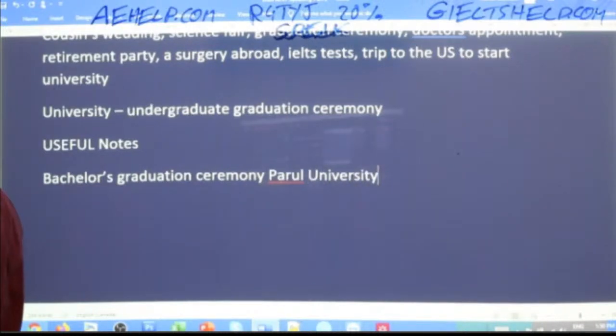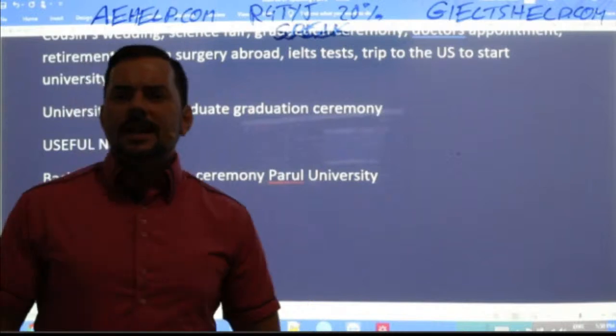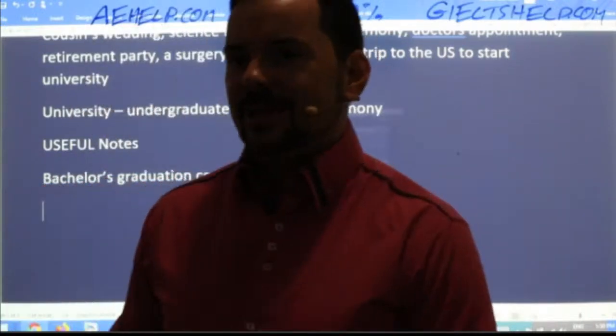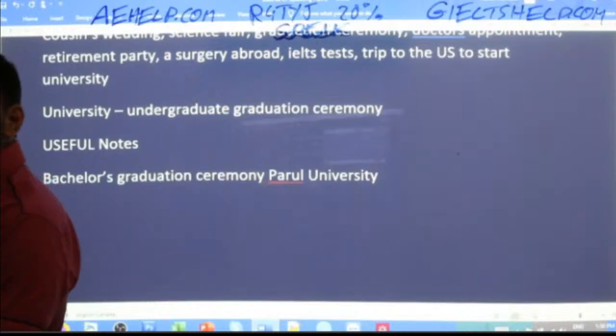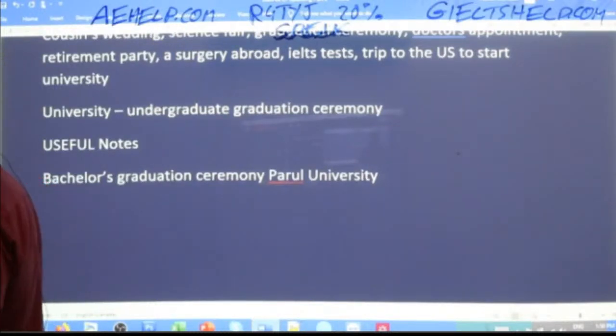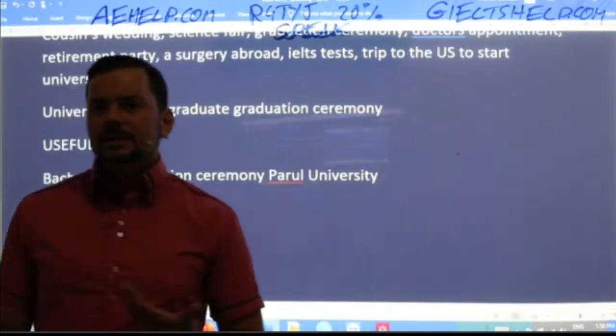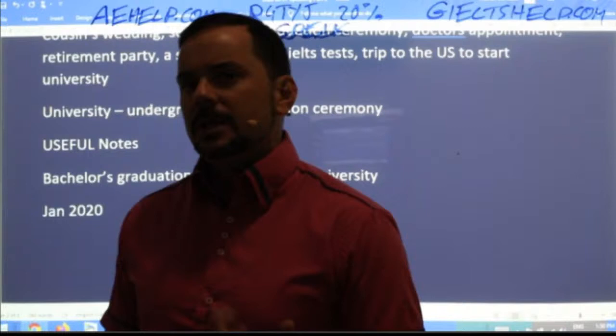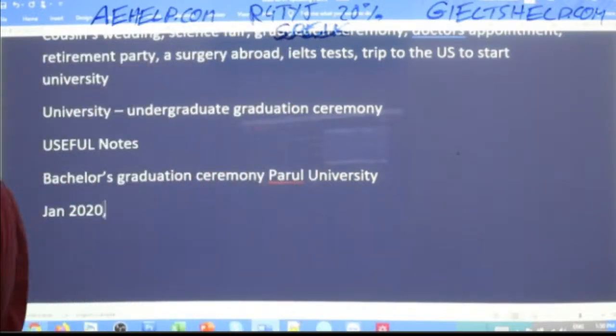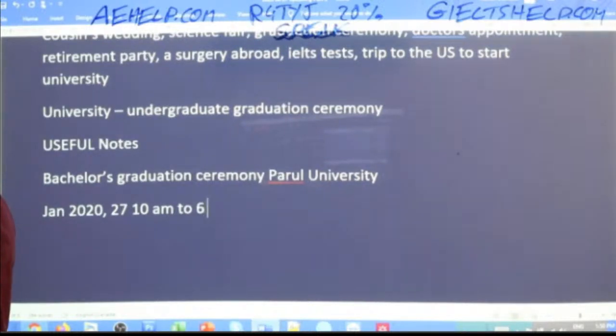Okay, good. All right. When should it have happened? Okay, this is where we get into some interesting conditionals. So Rajveer says January 2020. And here, Rajveer, because the date might not actually be that tricky, but here's where you want to be specific. So 27, 10 a.m. to 6 p.m., right?